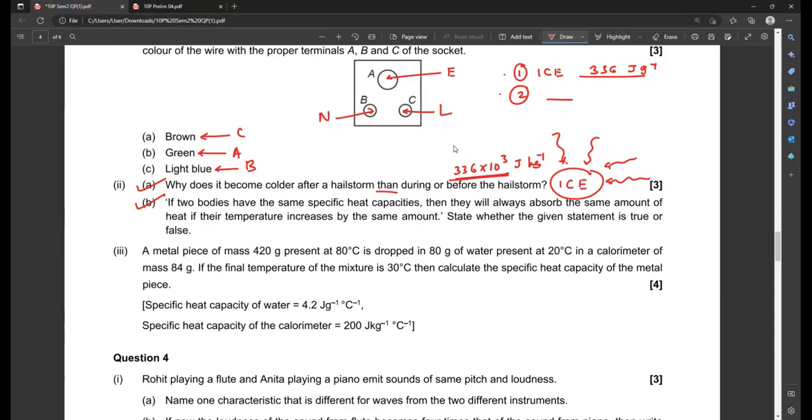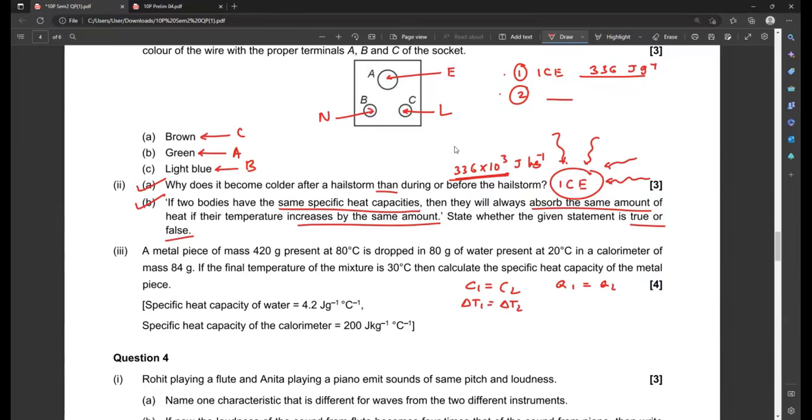Two bodies have the same specific heat capacity, then they will always absorb the same amount of heat if the temperature increases by the same amount. State whether the given statement is true or false. So over here, they have the same specific heat capacity, that means C1 is equal to C2. They will absorb the same amount of heat, that is Q1 is equal to Q2, if their temperatures increase by the same amount, that is delta T1 is equal to delta T2.